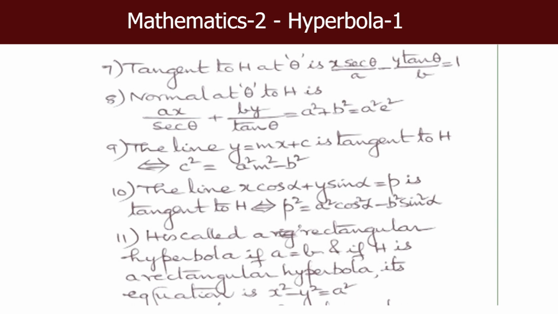The line x cos alpha plus y sin alpha equal to p. A similar result was also discussed in the case of ellipse. This same line, whose equation is in the normal form, is the tangent to the ellipse if and only if p square equal to a square cos squared alpha plus b square sin squared alpha, and here the analogous condition is p square equal to a square cos squared alpha minus b square sin squared alpha. Please make a note of this.